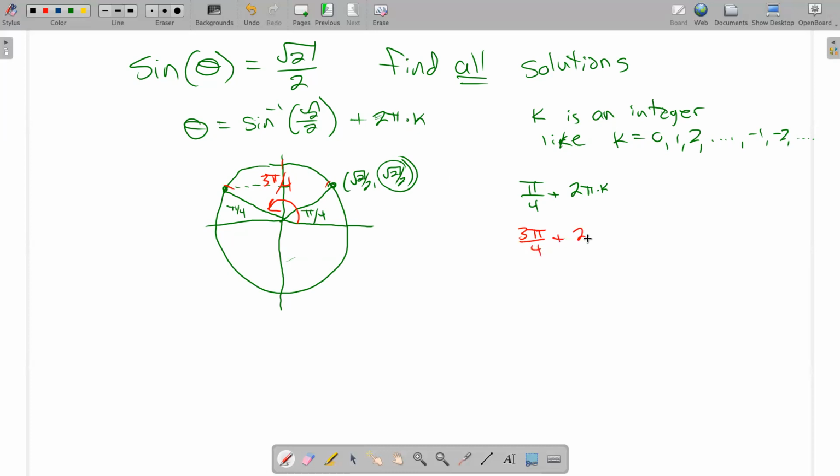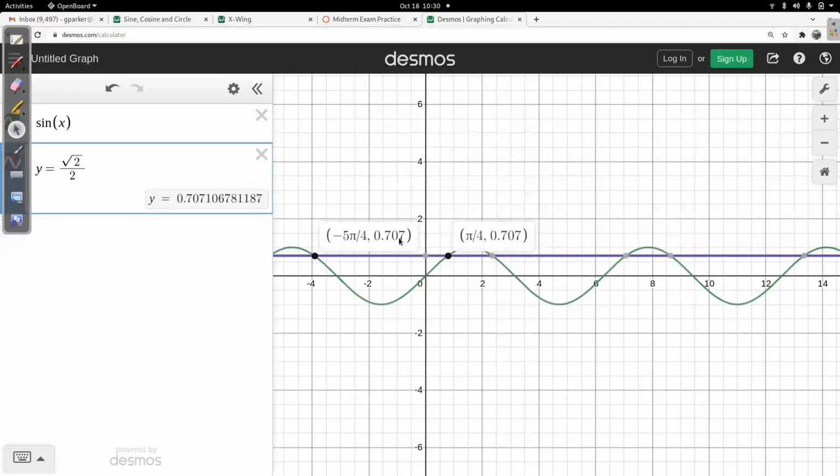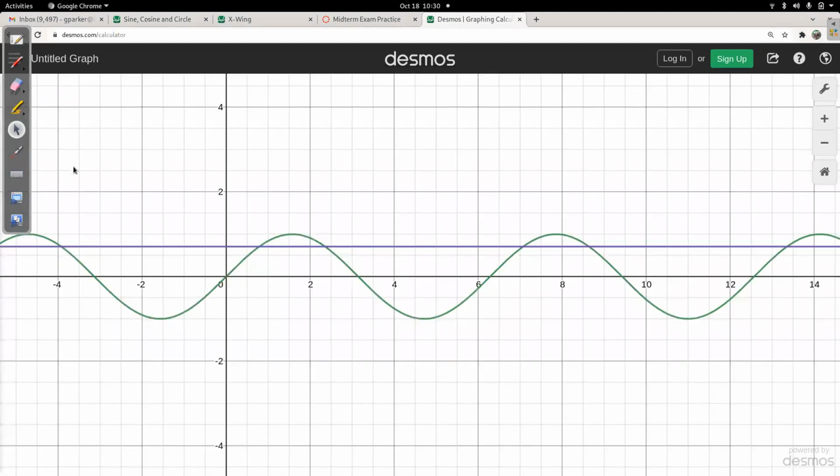And then if you add on the period or any multiple of the period, that's going to give you relatives of that solution right there. So I have two sets of solutions. I'm going to grab Desmos graph to colorize them. Let's turn that off and that off. Move that and screenshot you. So we go from here.